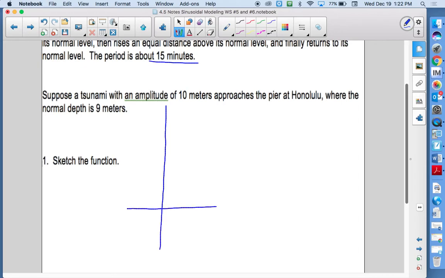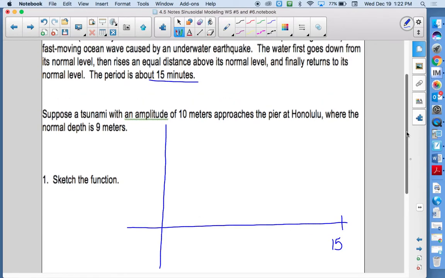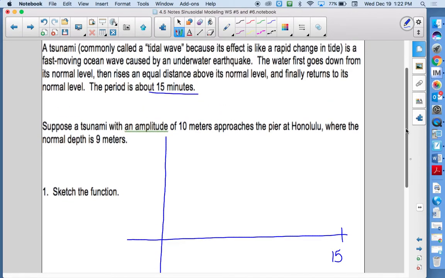So making a sketch here. My graph has to end at 15 minutes. And I know it has to start at the normal level and end at the normal level based off of the information that it's kind of talking about.